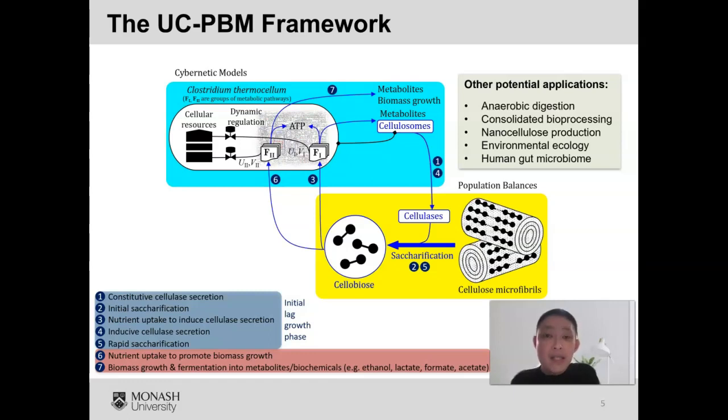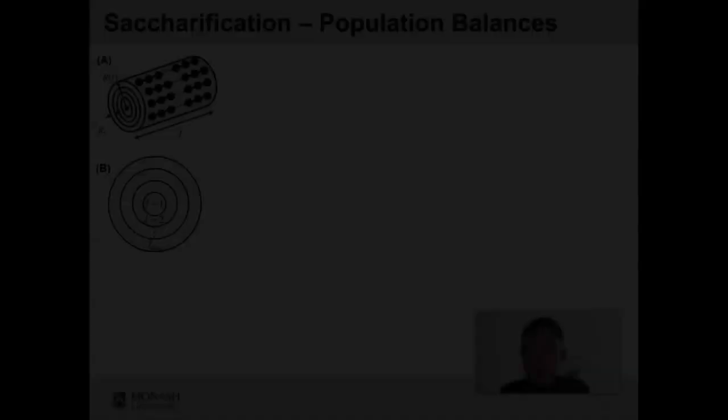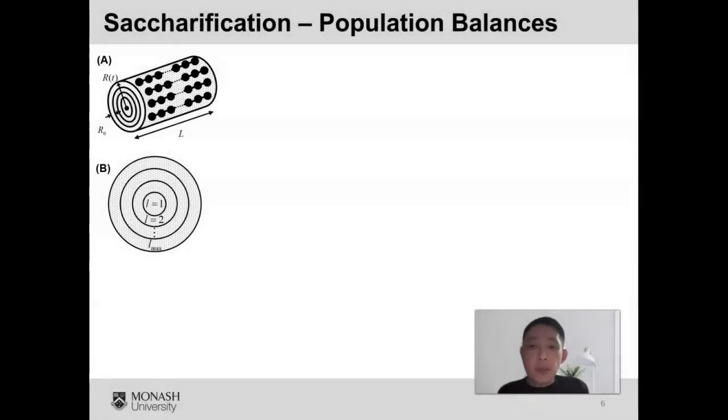phenomena of metabolism and the breakdown of cellulose by cellulase, we solve by employing a coupling between the cybernetic model and the population balance framework. Let's first take a look at the saccharification component of the UC-PBM framework, where we utilize population balances to model the breakdown of cellulose particle or polymer by the enzymes.